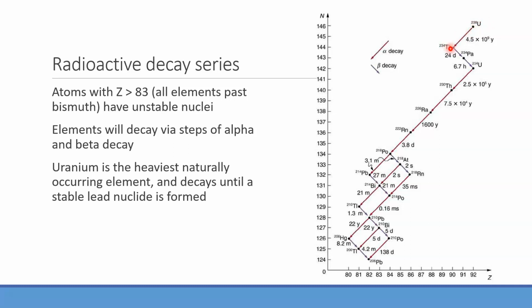And then this now has its own half-life of 24 days, loses a beta particle, and then 6.7 hours is the half-life for the next compound, and it loses a beta particle. Then we've got some alpha again, and you'll notice these are the half-lives. And then you have polonium-218. Now at this point, you have options. Polonium can decay via either beta or alpha.